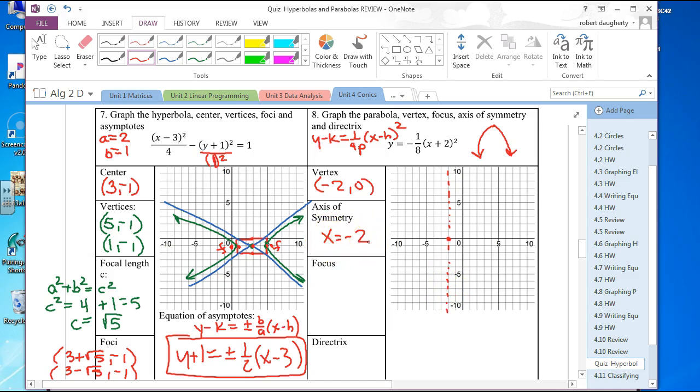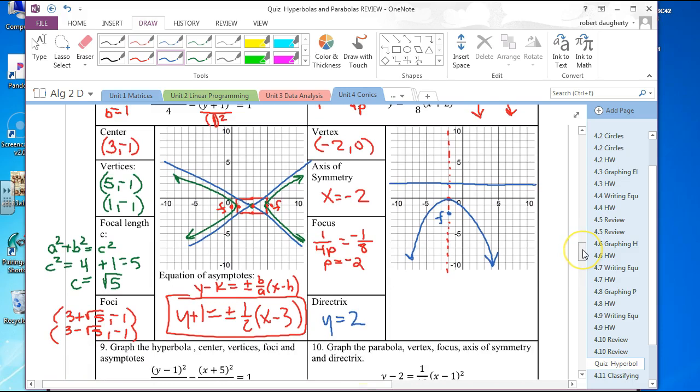How do I find the focus? You set 1 over 4p equal negative 1 over 8. That tells you that p is equal to negative 2 to make that a true statement. So that means if I go up 2, that's where I find my directrix. If I go down 2, that's where I find my focus. And that's what this parabola looks like. So the directrix is the line y equal 2. Okay? And the focus point is going to be negative 2, negative 2.